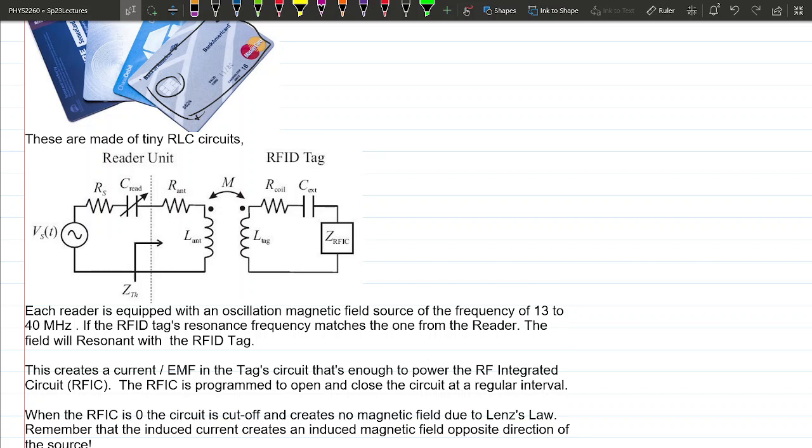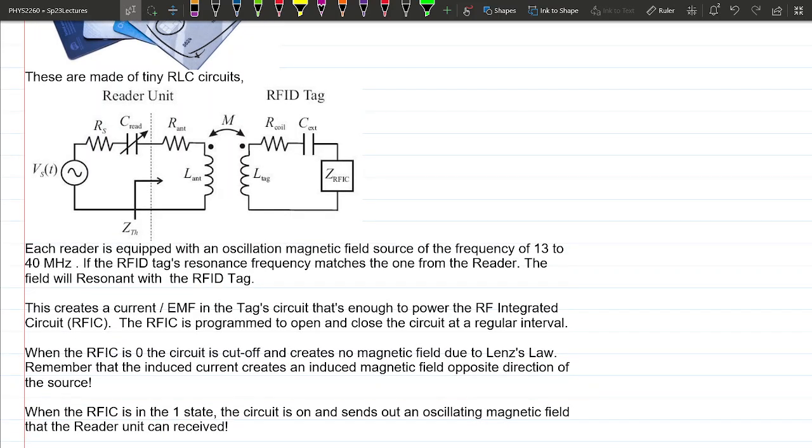Okay, and when you bring out your little ID card, let's say your student ID, inside there is also a little circuit like this, where it's an R, a C, and an inductor, and also a little chip that's programmed so that it responds to a particular frequency. This is called an RF integrated circuit, and it's programmed so that when it senses a particular frequency, it either opens or closes a switch. When it closes the switch, it connects this circuit together.